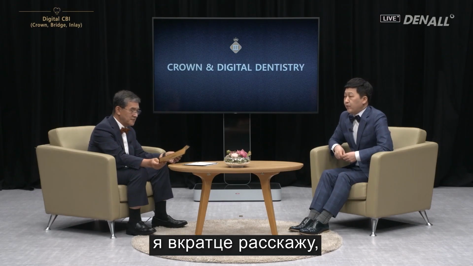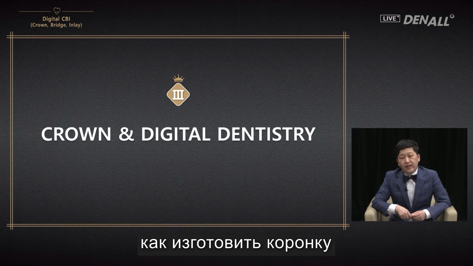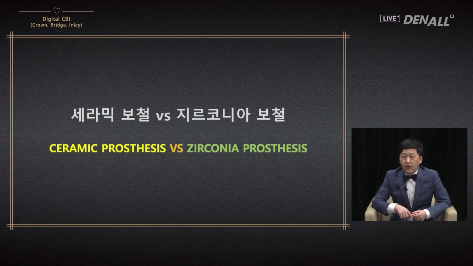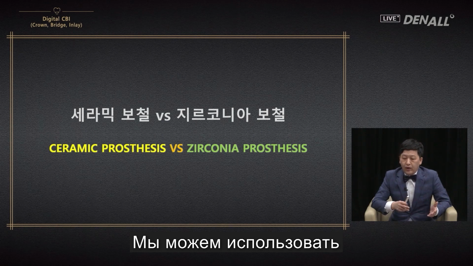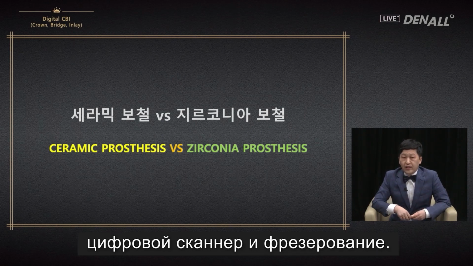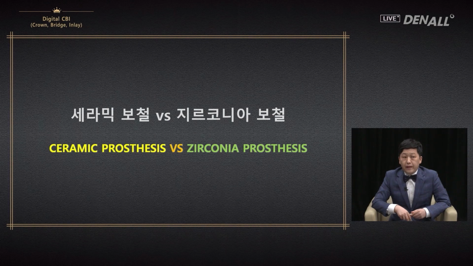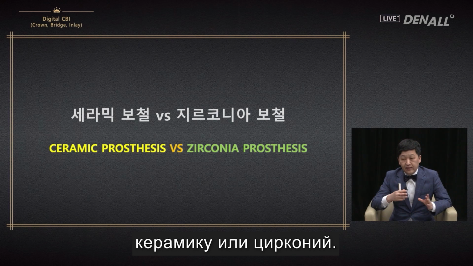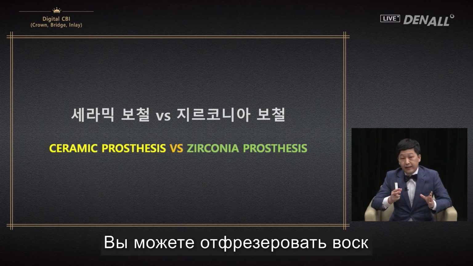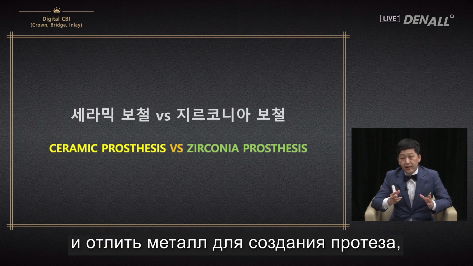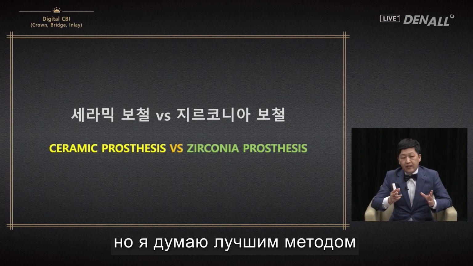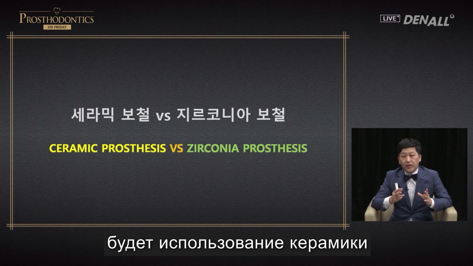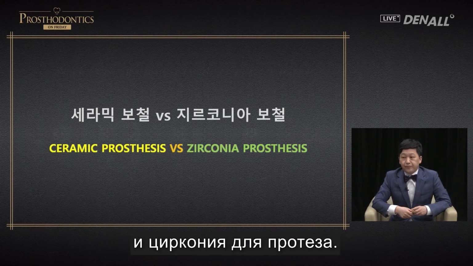Next, I'm going to briefly explain how to fabricate crown using digital techniques. We can use digital scanner and milling to create prosthesis. You can mill ceramic or zirconia. You can mill wax and cast metal to do prosthesis, but I think the best way to utilize digital technology is to use ceramic and zirconia for prosthesis.